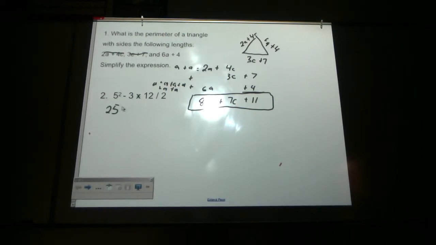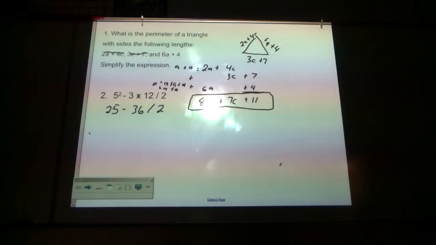Yeah. 3 times 12. What is 3 times 12, class? 36. All right, so now this is my new problem. 25 subtract 36 divided by 2. Last period, I had one student. Someone tell me what's wrong with this.